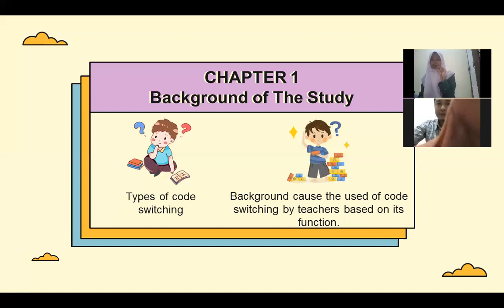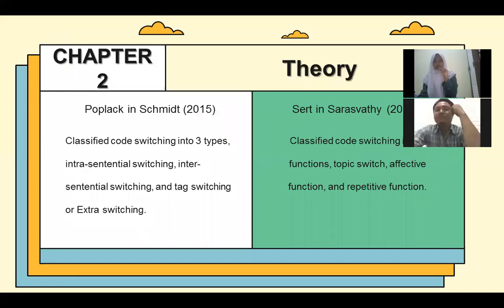Okay, thank you, Emma. Next chapter, please. For the second chapter, you were mentioning from Poplack that code switching is classified into three types: intrasentential switching, intersentential switching, and tag switching. Now I want you to please try to explain your theoretical framework for the second chapter of the thesis.